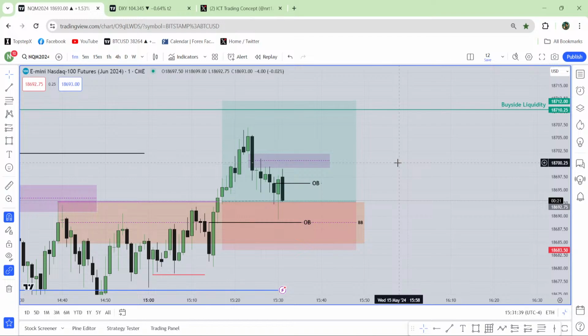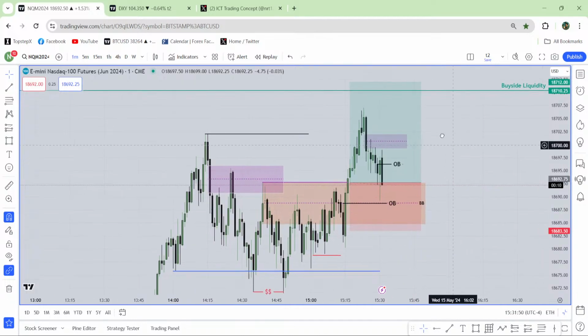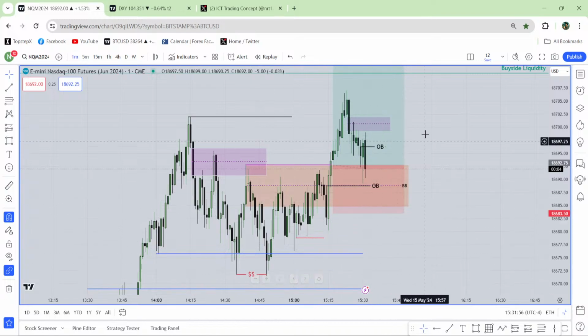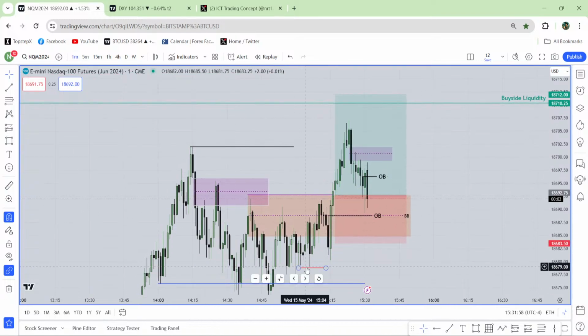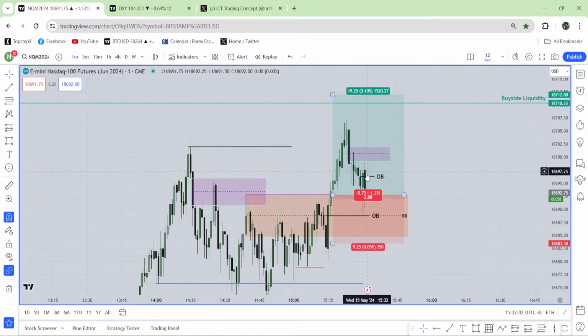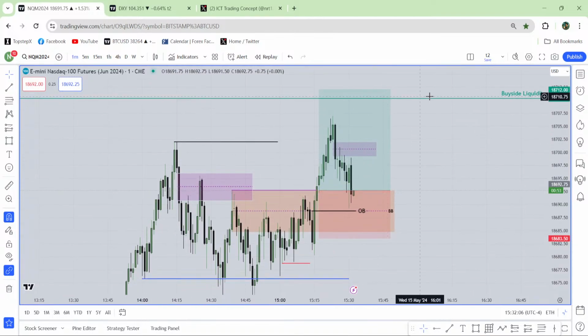So far, just don't think that market is going to fall. It is going for the liquidity. It has done everything over here in my opinion. Now it should take that buy side liquidity. Broken, order block is broken. It should take that buy side liquidity. This buy side liquidity is more obvious now.